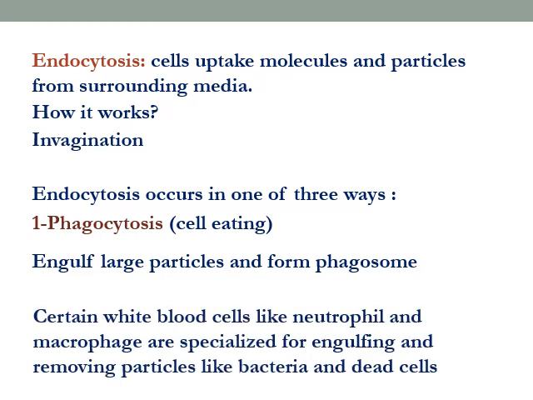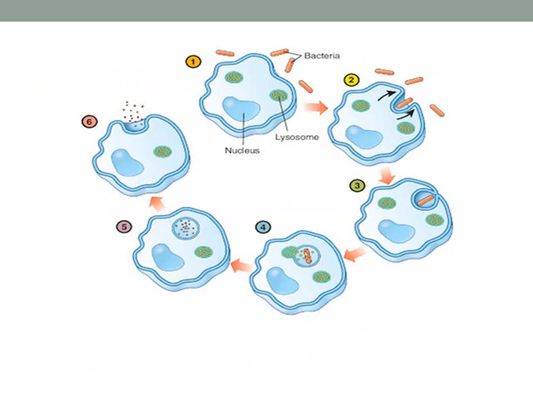For example, certain white blood cells like neutrophils and macrophages are specialized for engulfing and removing particles like bacteria and dead cells. المخطط التالي يوضح عملية الفاجوسايتوسيس or cell eating.